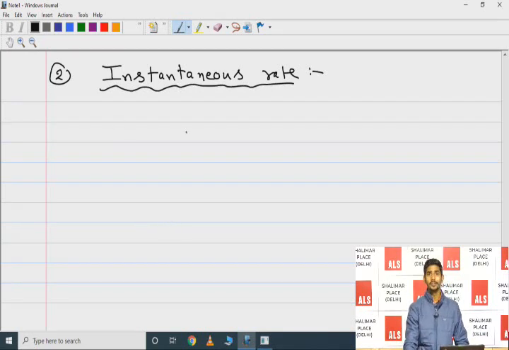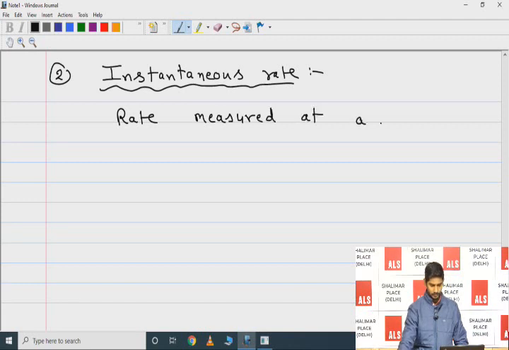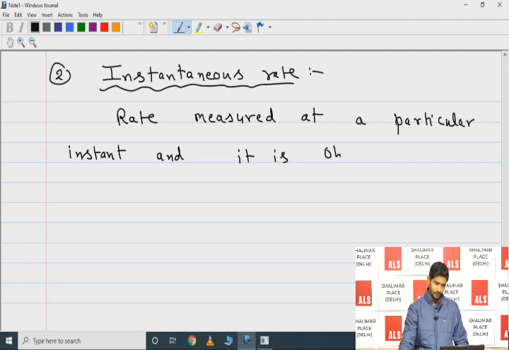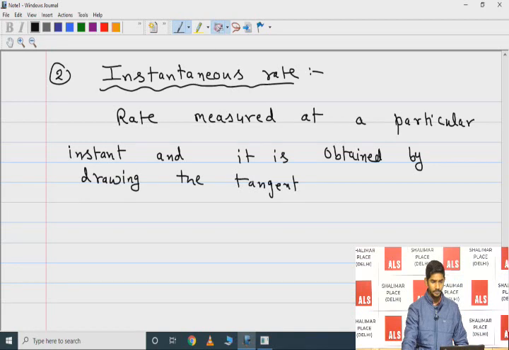Okay, there is no interval in this case, so we can say that rate measured at a particular instant and it is obtained by drawing the tangent, a few mathematical terms, at that time in the given graph.